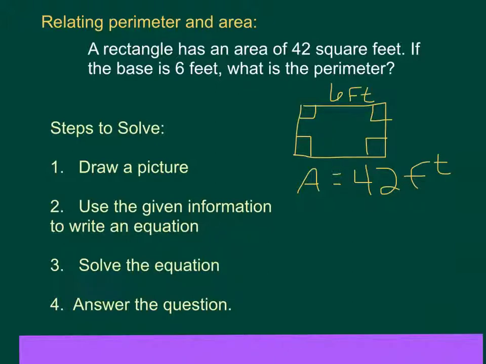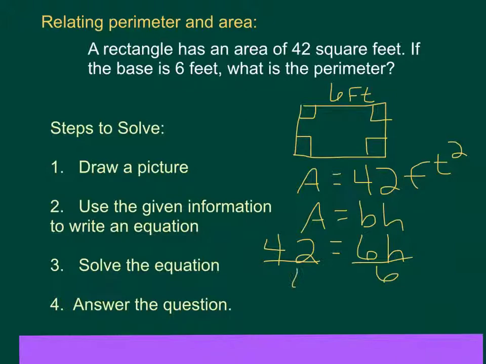Now I know that to find the area of the rectangle or parallelogram, it's base times height. Since I know my base is 6 feet and my area is 42 feet squared, I'm going to go ahead and substitute in what I know into that formula. 42 equals 6h. To solve for h, I divide both sides by 6 and I get h equals 7.